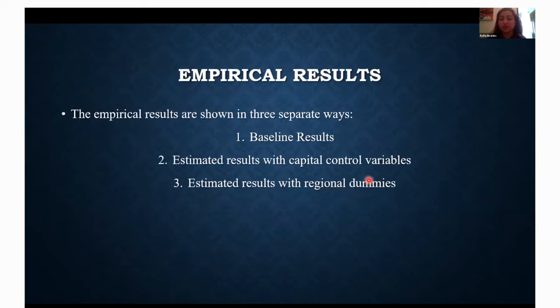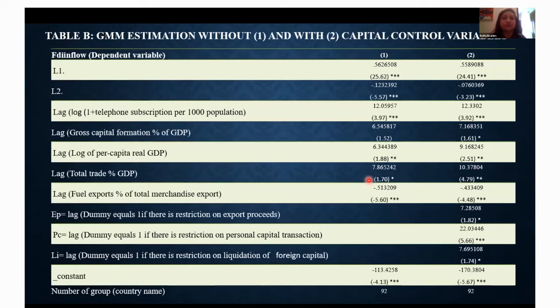So basically, as I have mentioned, it is divided into 3 parts. The baseline results measure how the economic indicators are affecting the foreign investment, which doesn't include the capital control variable. The second one will be including the capital control variables and see how they are affecting the FDI. And the last one will be regional dummies to capture region-specific effect.